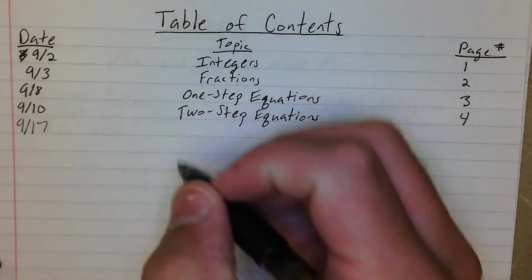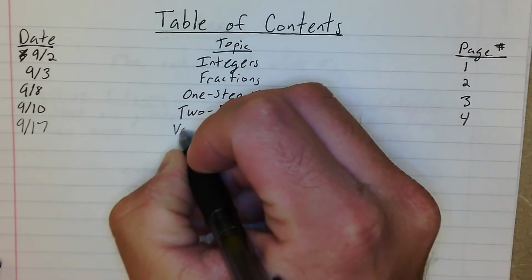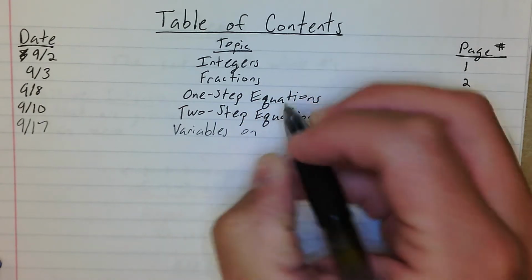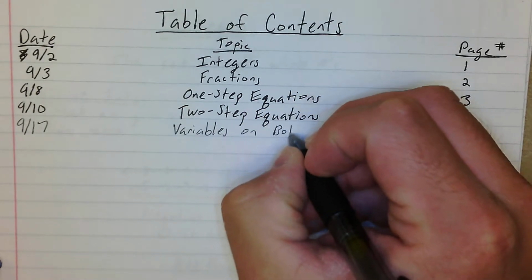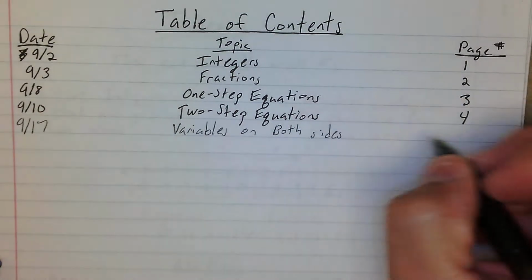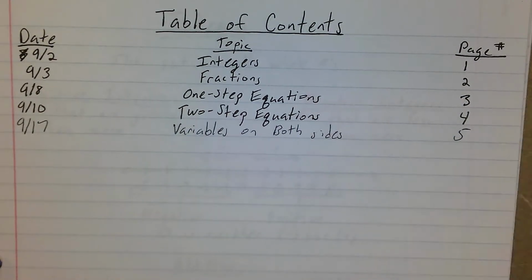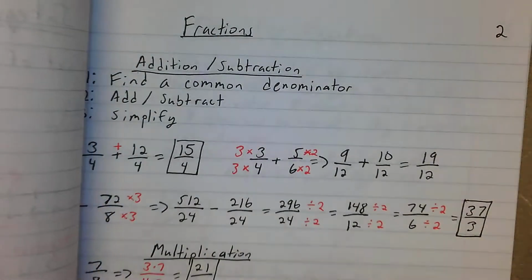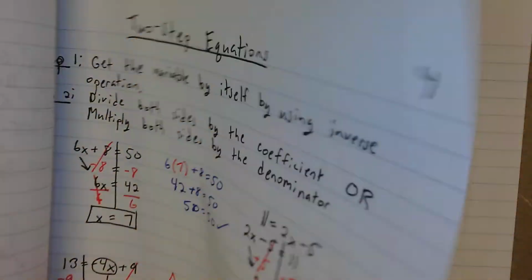17th, and we'll be going over variables on both sides. And I'm on page 5. Variables on both sides. That's what we're going over today.